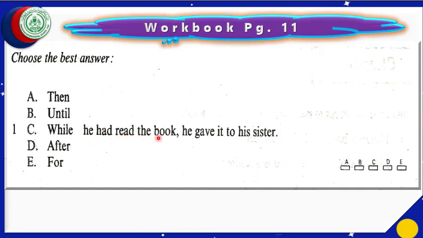After he had read the book, he gave it to his sister. This is the correct option. After he had read the book means when he had finished reading, he gave it to his sister. Let us check the last one also. For he had read the book. No, it is not possible. Only D part is the correct one. After he had read the book, he gave it to his sister.